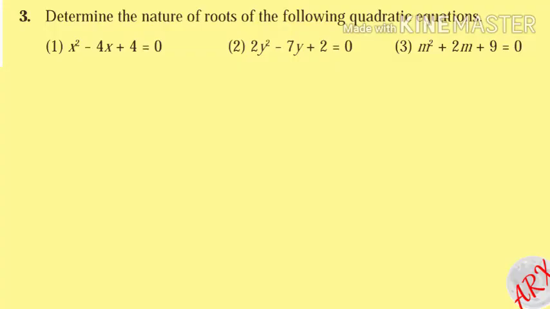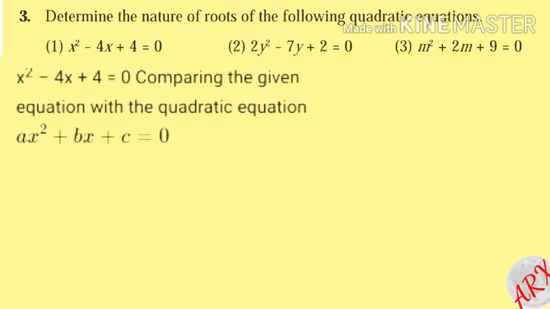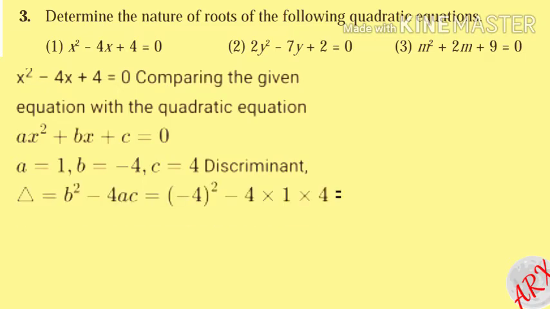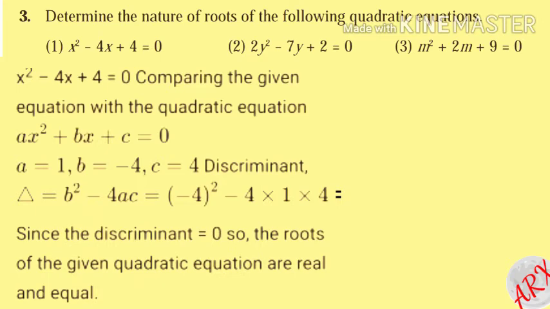Question number 3. Determine the nature of roots of the following quadratic equation. First, x square minus 4x plus 4 equal to 0. Now compare the given equation with ax square plus bx plus c equal to 0. We will get a equal to 1, b equal to 4, c equal to 4. After putting values, we will get b square minus 4ac equal to 0. So the roots are real and equal.